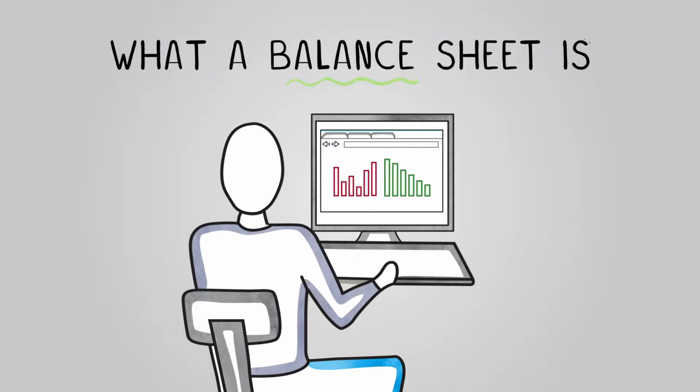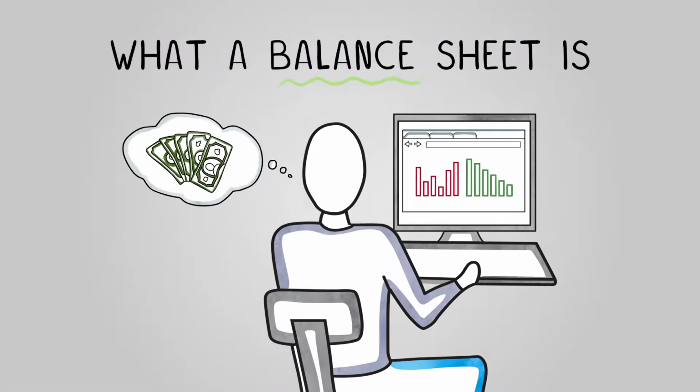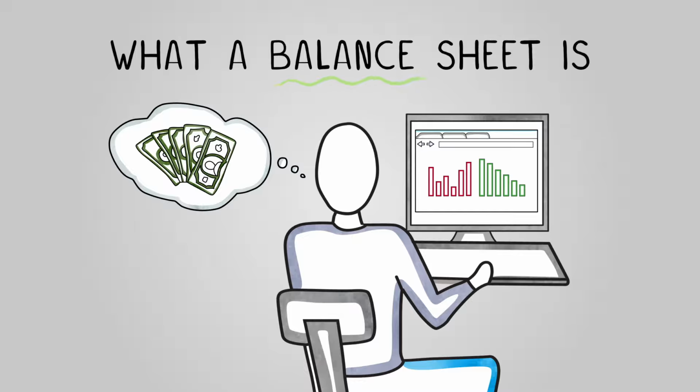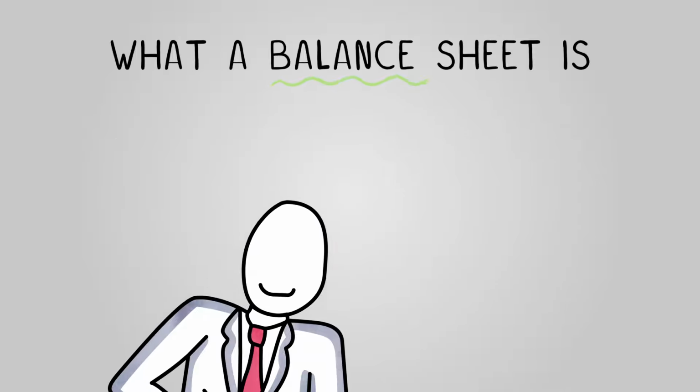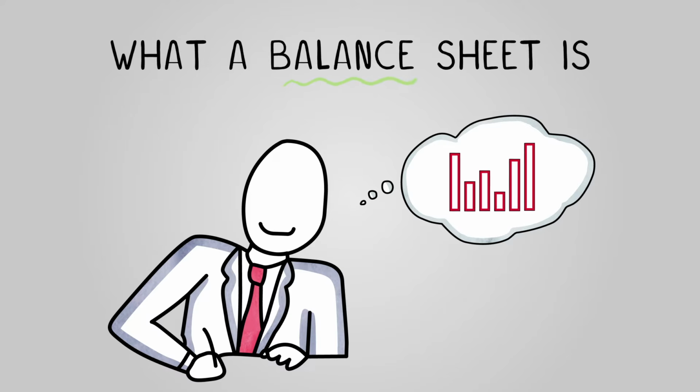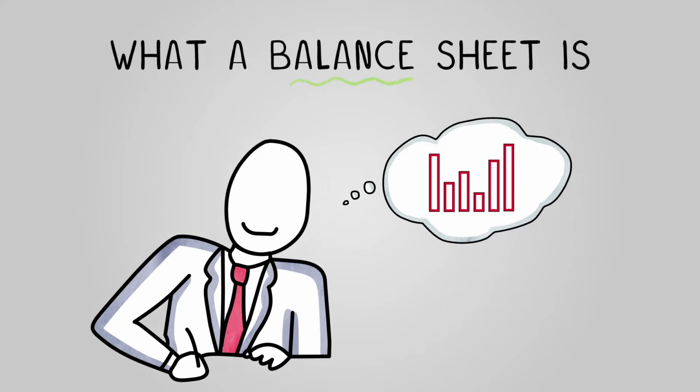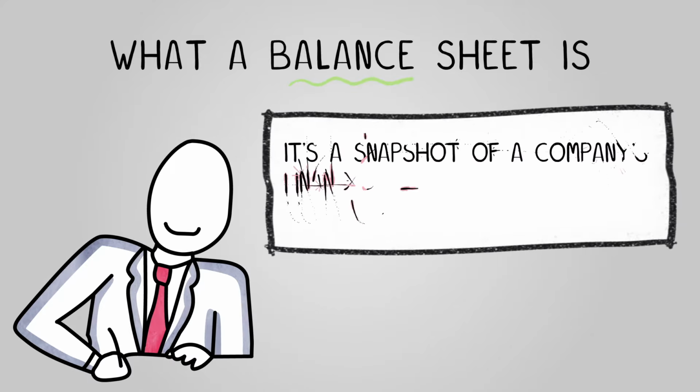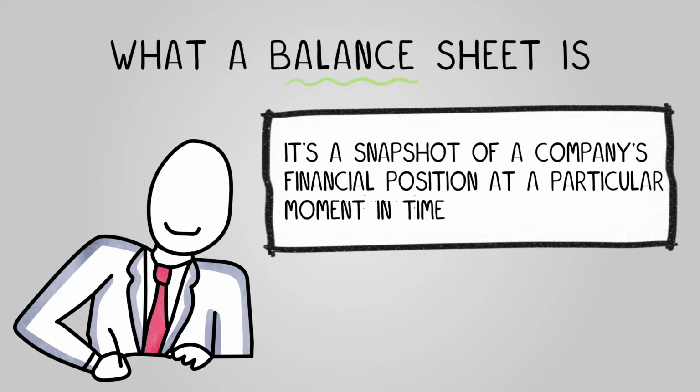Let's dive in. Imagine checking your bank balance. It gives you an idea of the money you have, right? Similarly, a balance sheet shows you what a business owns, known as its assets, and owes, known as its liabilities. It's a snapshot of a company's financial position at a particular moment in time.